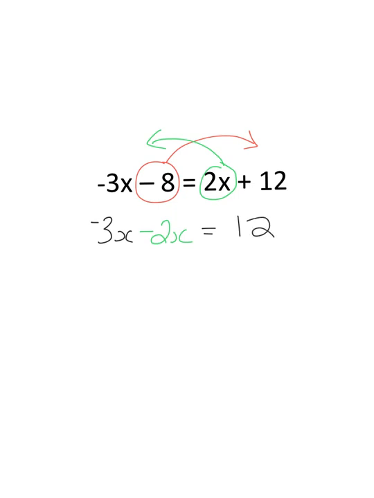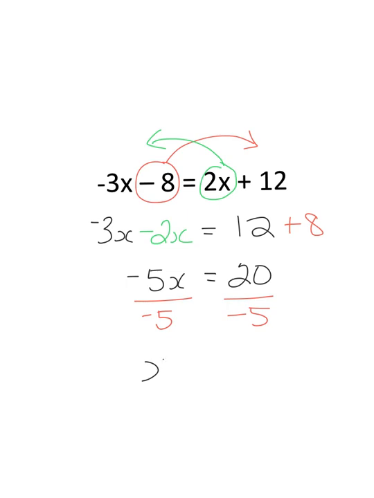I'm going to leave the 12, and I have a negative 8 on the left, and I'm going to move it to the right, becomes positive 8. Okay? Collect our like terms gives us negative 5x on the left and 20 on the right. Divide out the negative 5, and we're left with x equals negative 4. Okay, so there are our 6 questions all done.